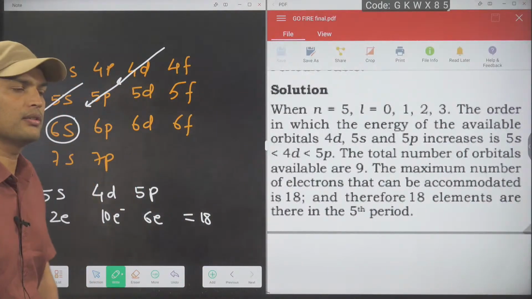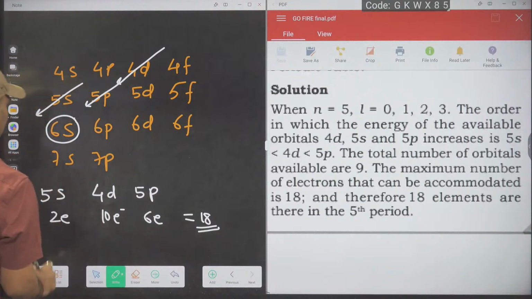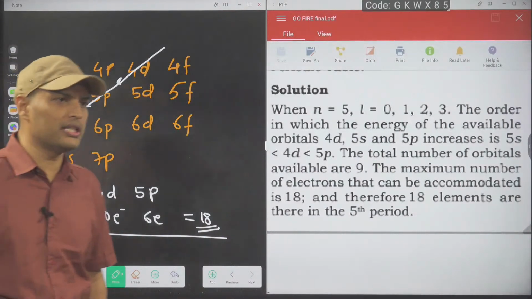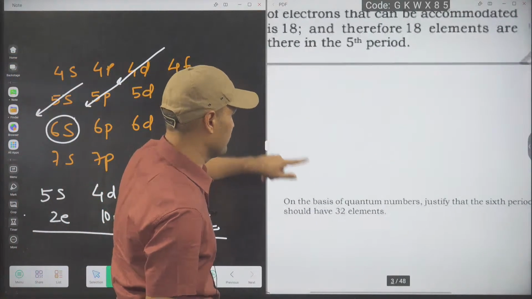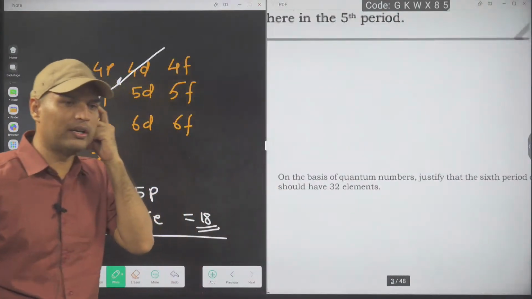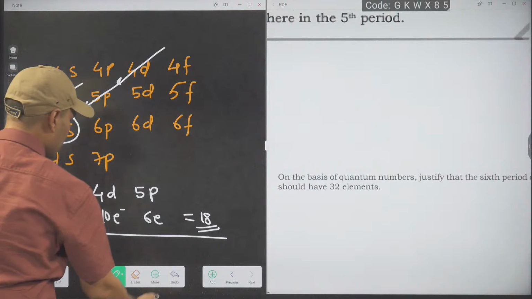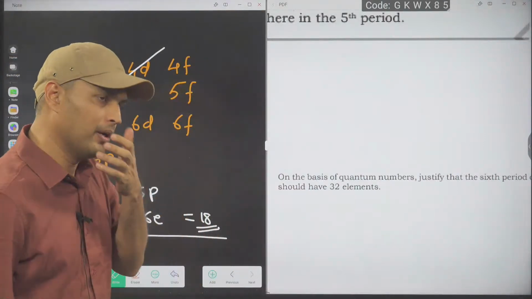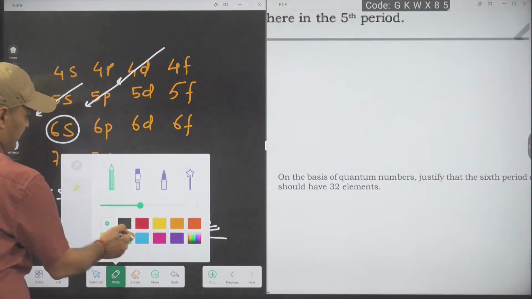Check your connections. So this is about the 5th period, 18 electrons in the 5th period. Can you tell me now, in the 6th period, which is the next question? Look, this is question 3.4. Can you tell which orbitals will be filled in the 6th period? Which orbitals will be filled in the 6th period?